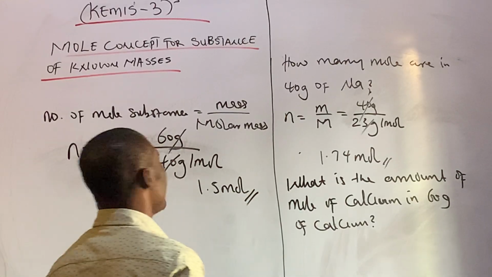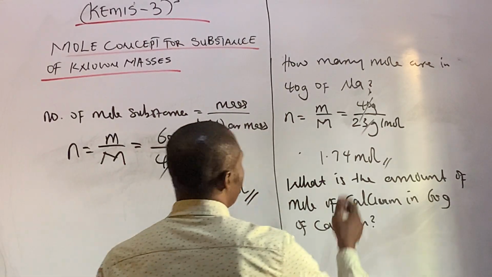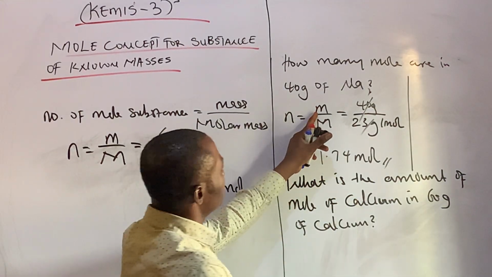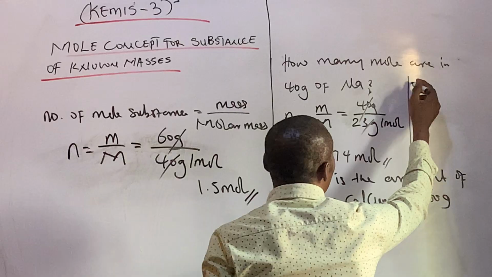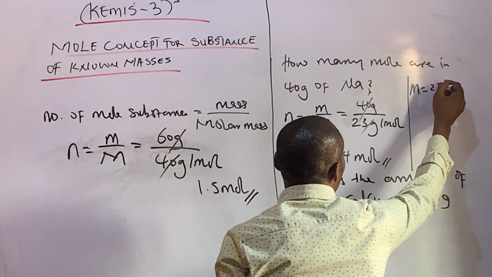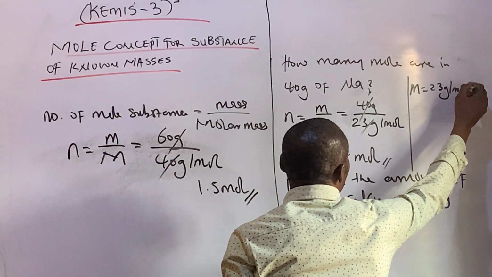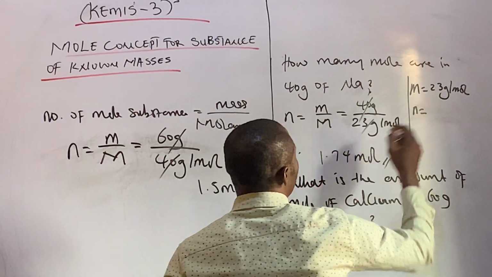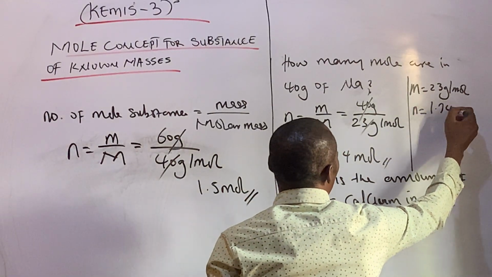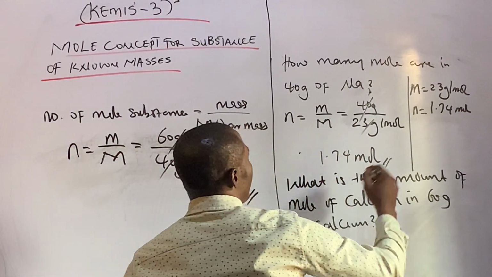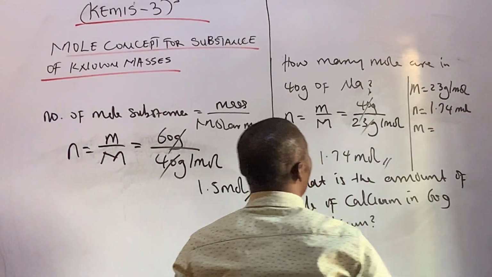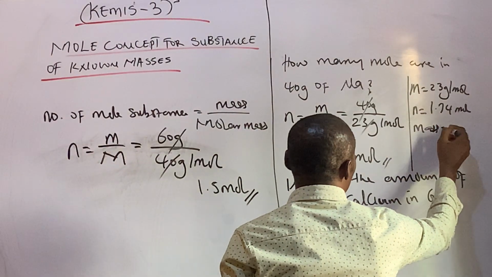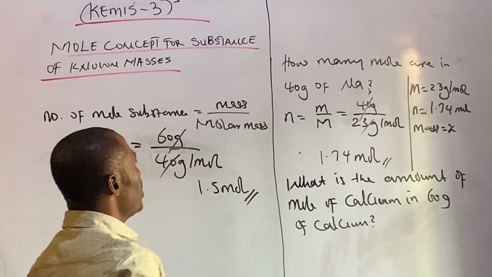Now, let's say the molar mass is given to you. The molar mass is 23 gram per mole, and the number of mole is 1.74 mole. And then you're asked to find the mass of the substance. The mass is unknown, so mass is x. What do we do in this form?